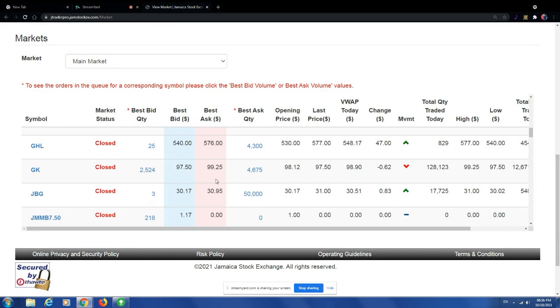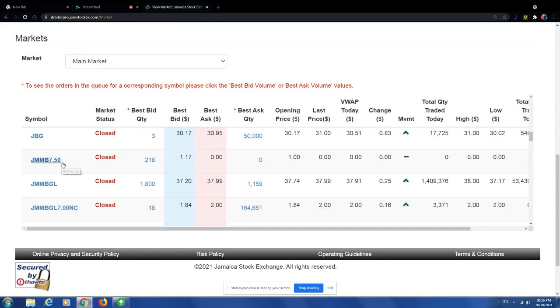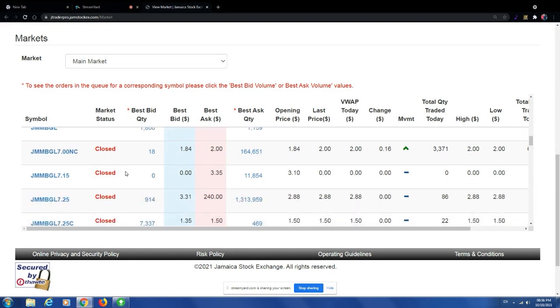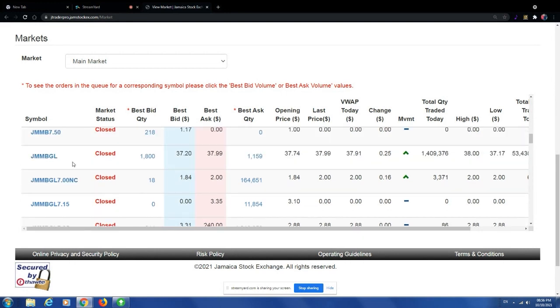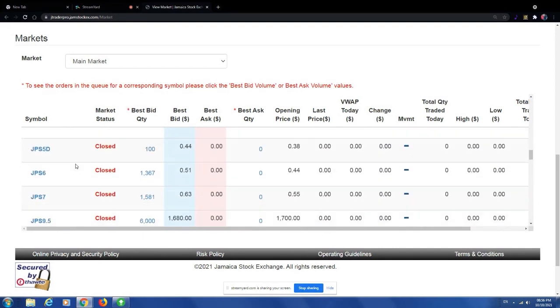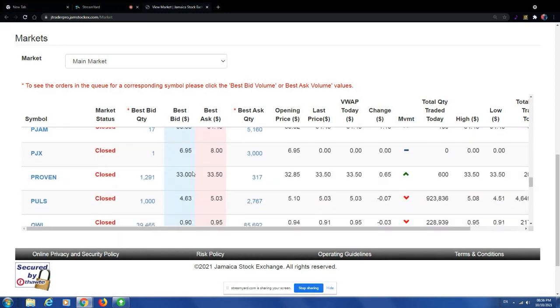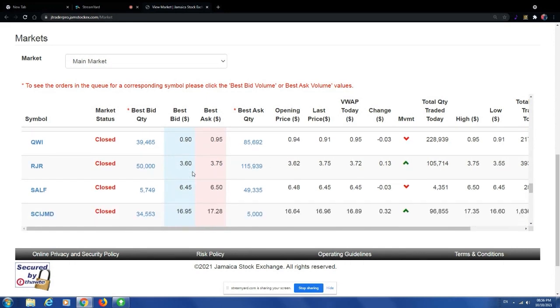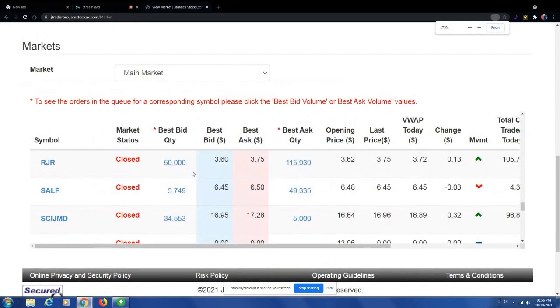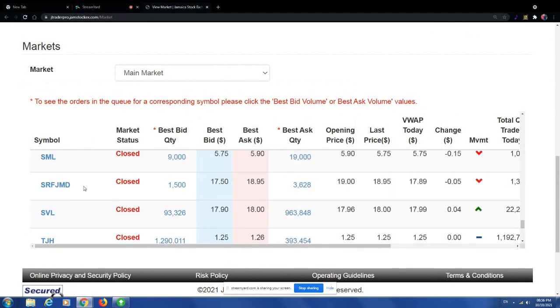And that's why as you go down, you see different companies, same thing again, preference share, and this is the ordinary share for JMB Group Limited right here. And these are JPS preference shares. And as we scroll down, we just see different companies. We're not scrolling too fast. And SRF JMD Cygnus Real Estate Finance, the Jamaican dollar version.